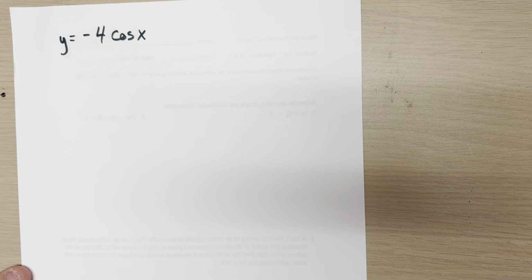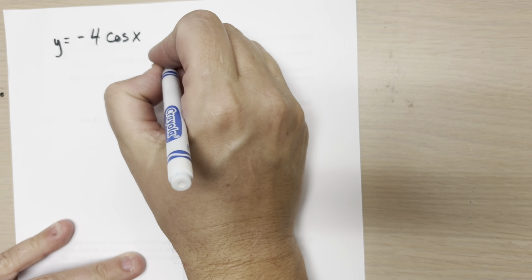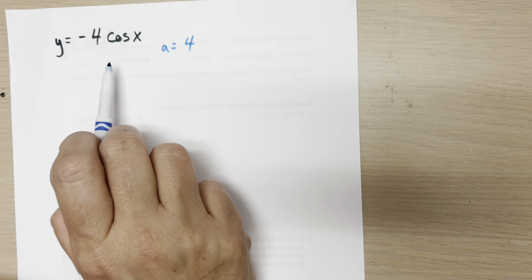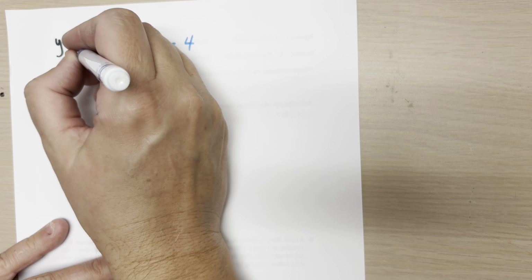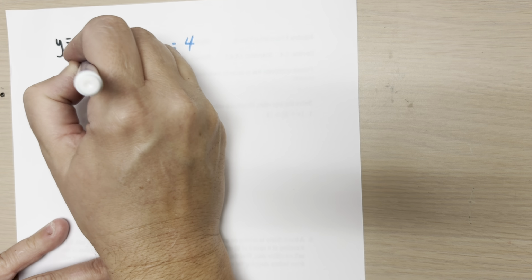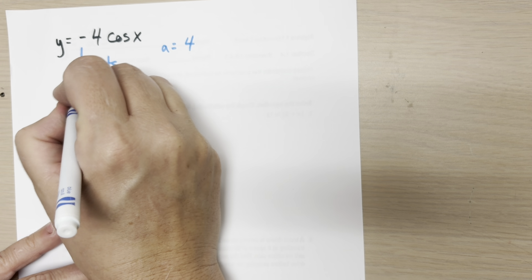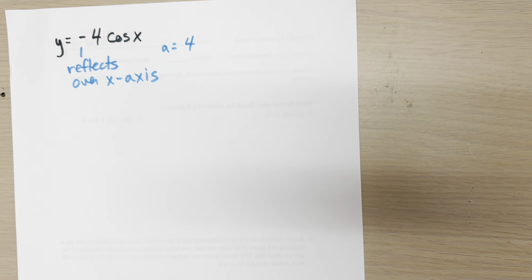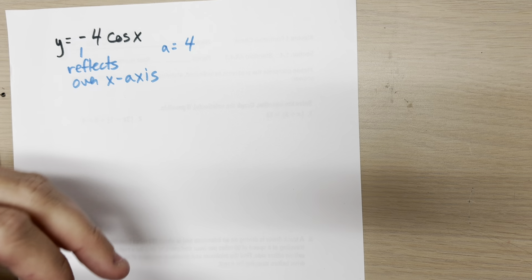Then we get into amplitude, which is also not horrible, but it's a little bit weird. This A value is actually 4. So the amplitude is 4 because it's a height. Height's positive. The negative is going to reflect it over the x-axis. All right, so just be careful of that. So we're going to be taking our cosine graph, flipping it over, and then stretching it a little bit.